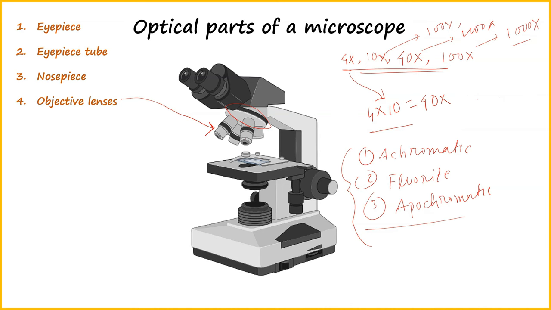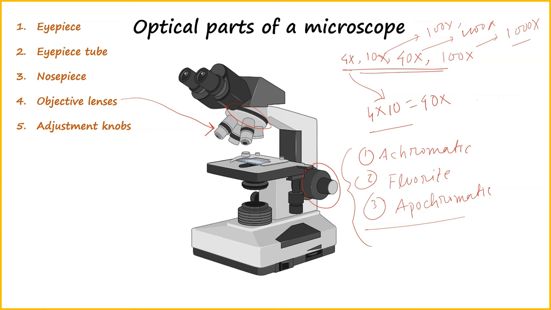Now, come to the next part of the microscope, which is known as the adjustment knob. The adjustment knobs are located over the objective lens. Basically, in this binocular microscope, the adjustment knob is located here, this portion.